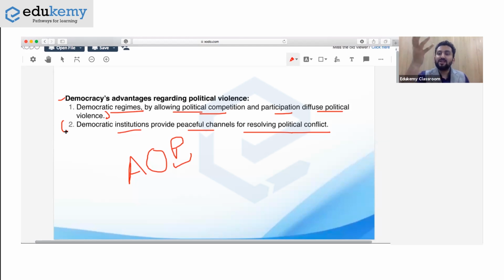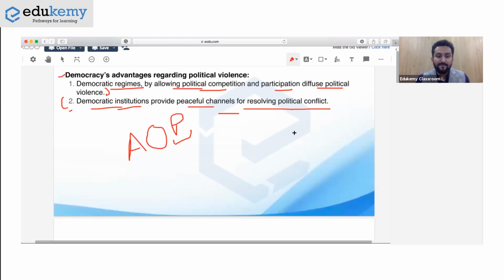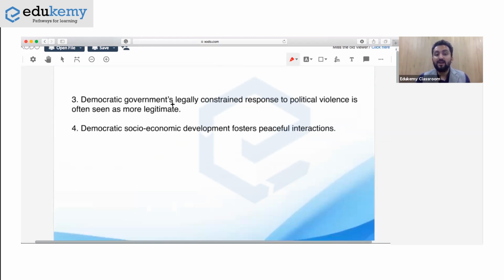So, if that person is voicing concern, then a solution can be brought up in that discussion. Parliament is a democratic institution, so it is a peaceful channel for resolving political conflict, right? Similarly, a democratic government's legally constrained response to political violence is often seen as more legitimate. For example, if an autocratic government is using some political violence, this has less legitimacy.